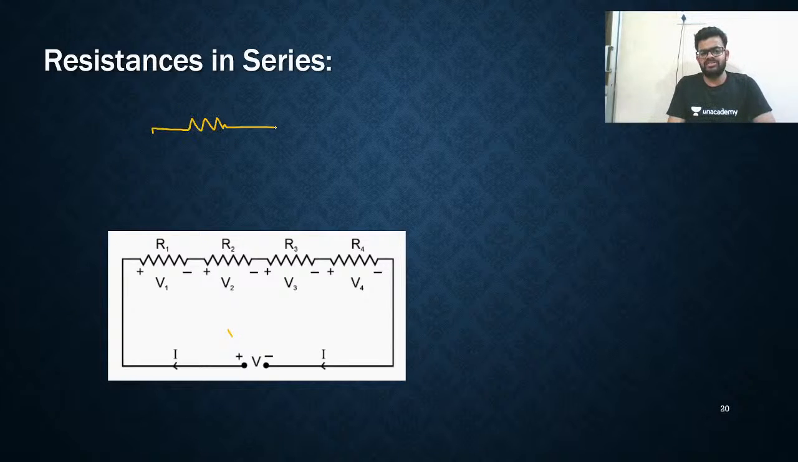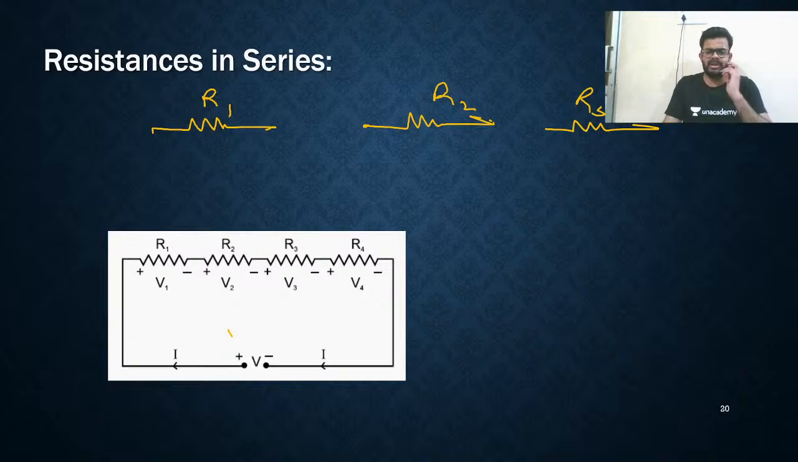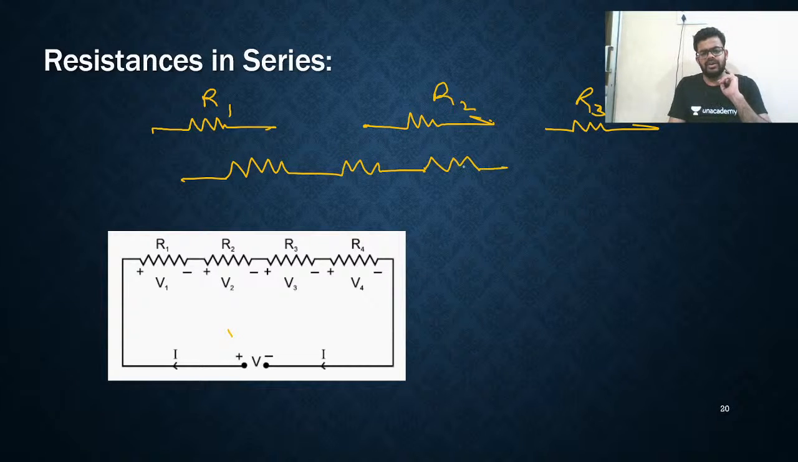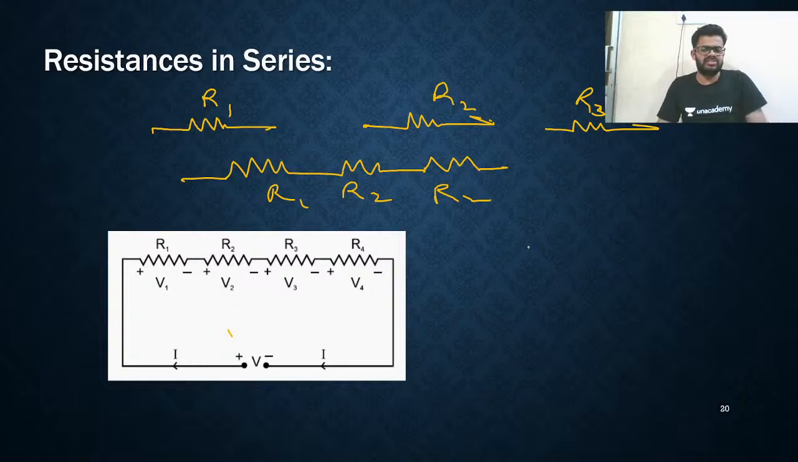Let's say this is the first resistance, this is the second resistance, and this is the third resistance. Resistances are represented by this symbol. All of you know that. Now I am adding these all in a circuit, end to end in the same branch. So this R1, R2 and R3 is called series resistance.